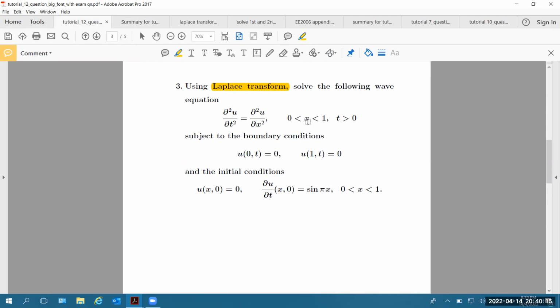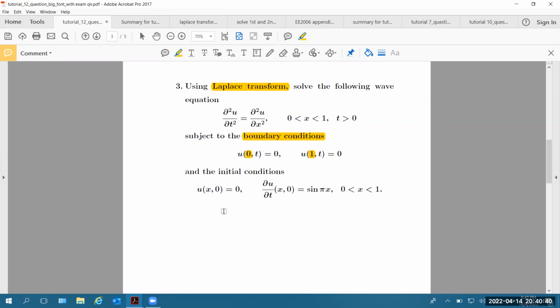Over here, our x is from 0 to 1, and the time t is more than 0. It is subject to these boundary conditions. You can see that it's a condition on x. This one is when x is 0, and this condition is when x is 1. That's why we call them boundary conditions: when x is 0, when x is 1.